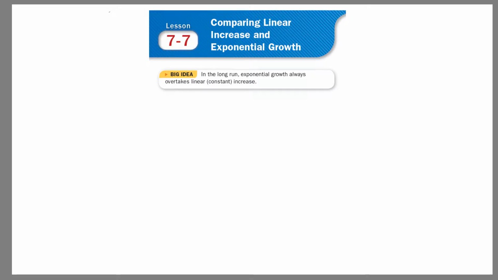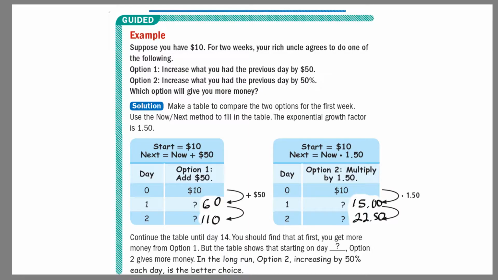Hey, welcome to 7-7. We're working on comparing linear increase and exponential growth. The takeaway from this is that in the long run, exponential growth will always overtake linear or constant increase. So let's take a look at how this works. That's the best way to get the idea. There's a guided example on 439. Let's go ahead and take a look at it.